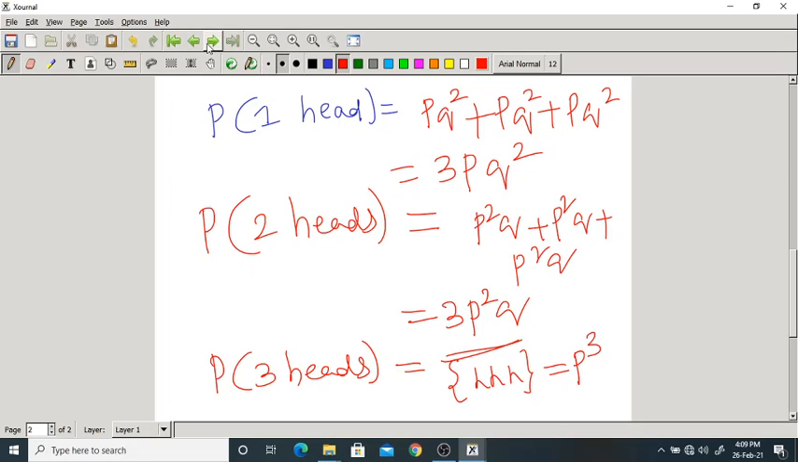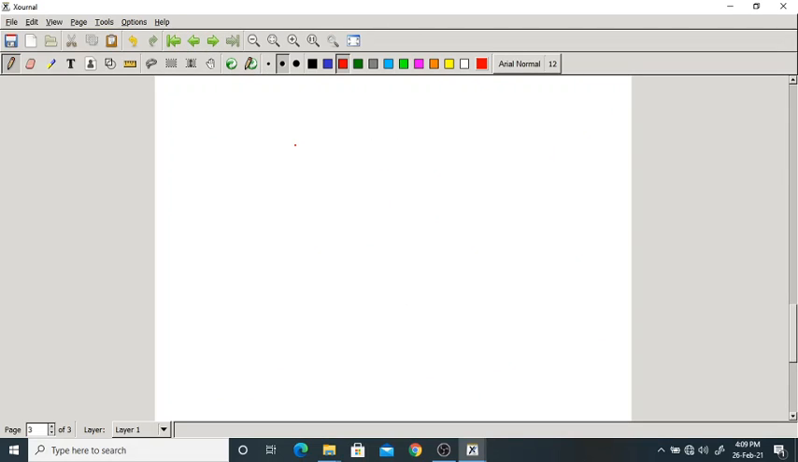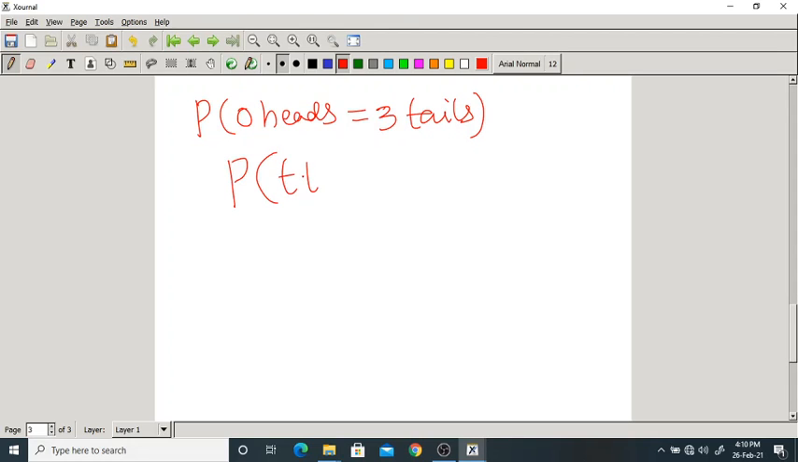Suppose if I ask you what is the probability of 0 heads, which means no heads. So which means there are no heads, which means all are tails, which is also same as 3 tails. Which means you got all 3 tails. What is the probability? 1 minus p whole cube. It is also same as q cube. So these are all the probabilities.